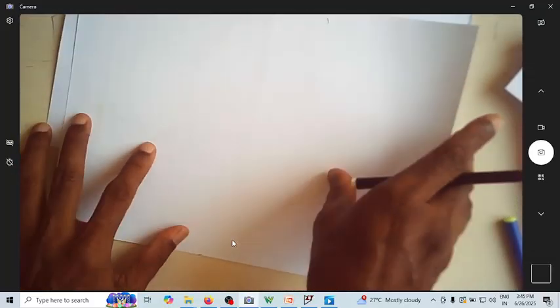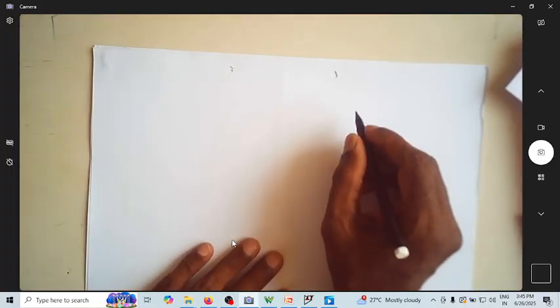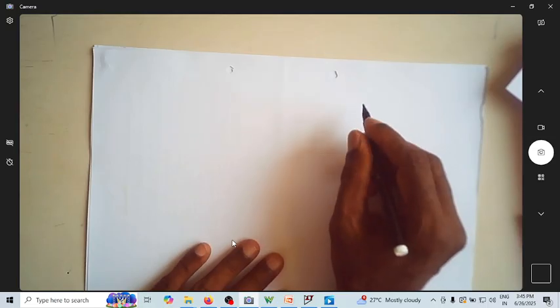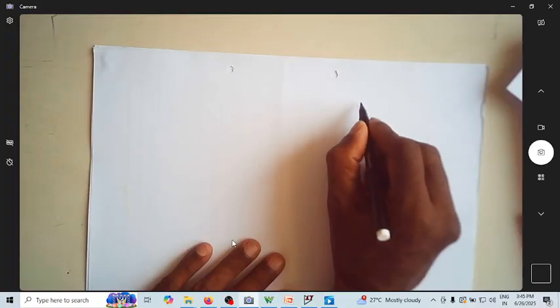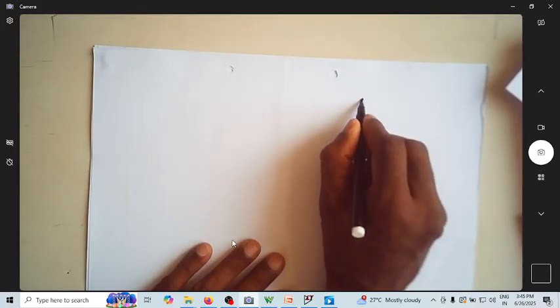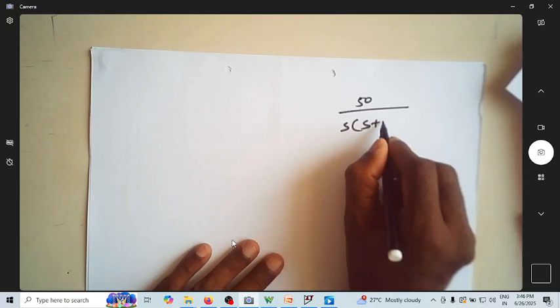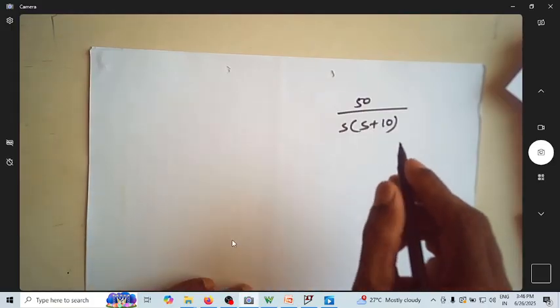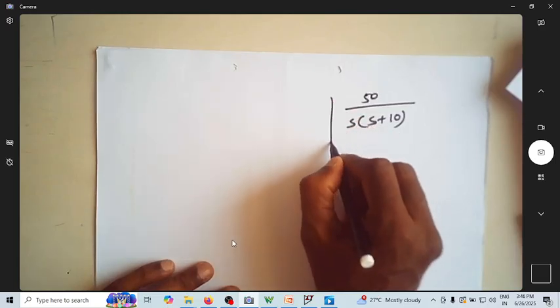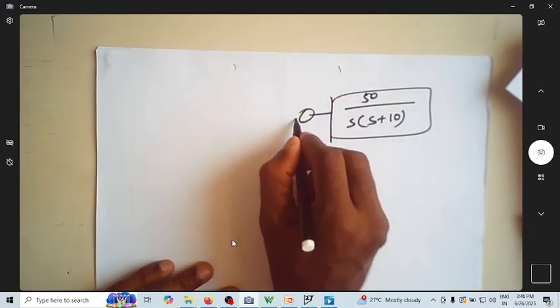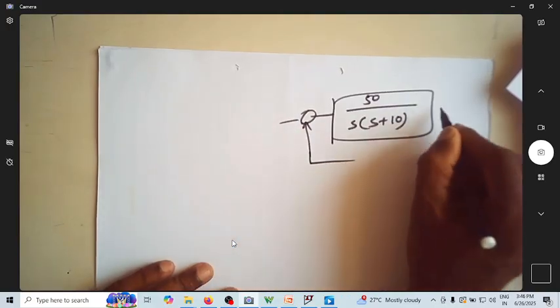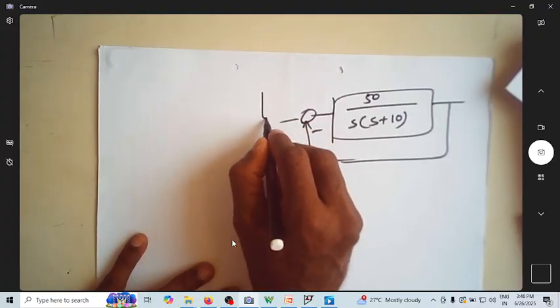Then let us take a higher order system and try to find out the dominant poles and its response. Let me take a third order system, maybe 50 by s into s plus 10. Let us see whether it is possible. Hopefully it is possible. Okay, this is my system. If it is not possible, let us change the parameters.